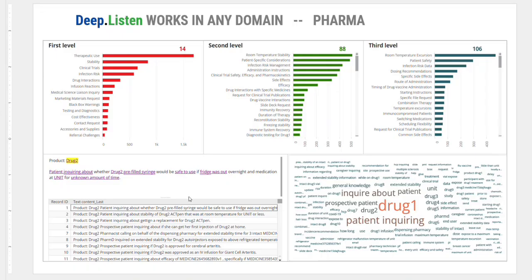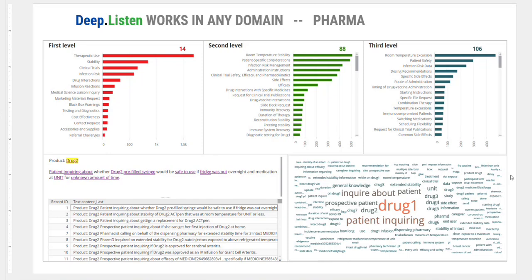In this case, these are anonymized questions from patients that take a particular drug that the pharma company just brought to the market. And you see the system finds a completely different set of categories on the top level, second, third level. And these are talking about therapeutic use, stability, clinical trials, infection risk, drug interactions, infusion reactions, and so on.